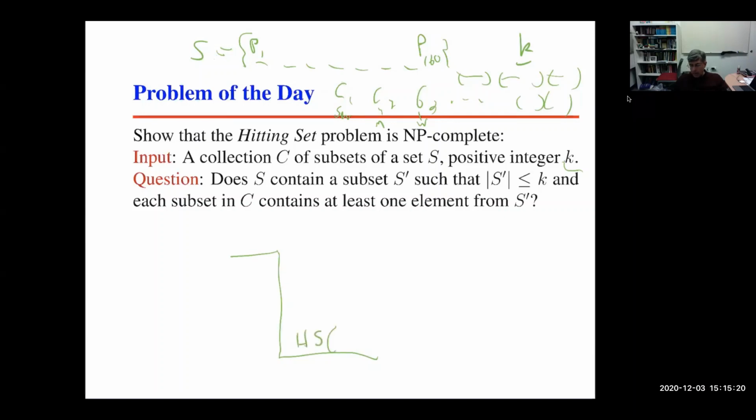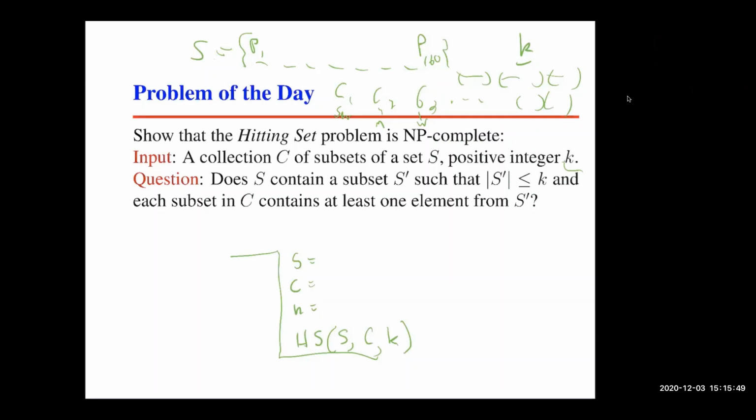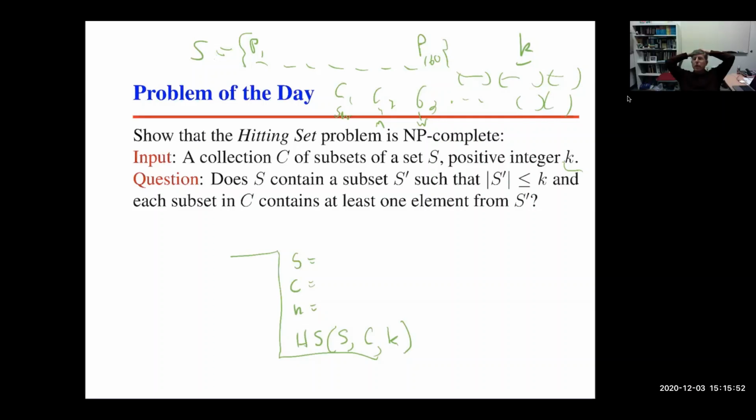And it looks like my input to hitting set is I've got a universal set S. I've got a collection of subsets C and a bound K, right? What should my Bandersnatch be? Does anybody have a feeling about what is a good Bandersnatch for here? Vertex cover. Why do you think vertex cover is a good Bandersnatch?